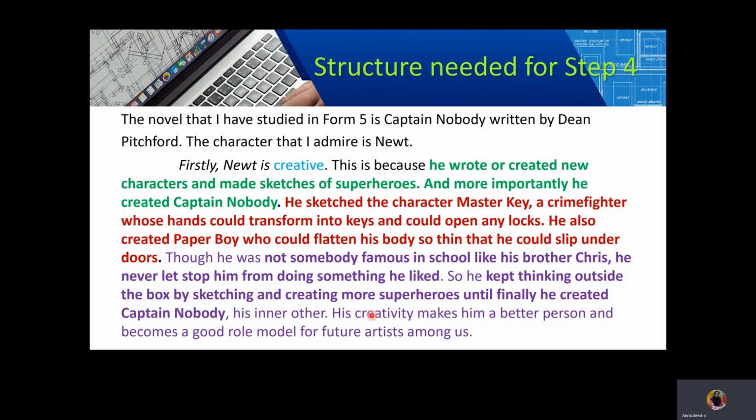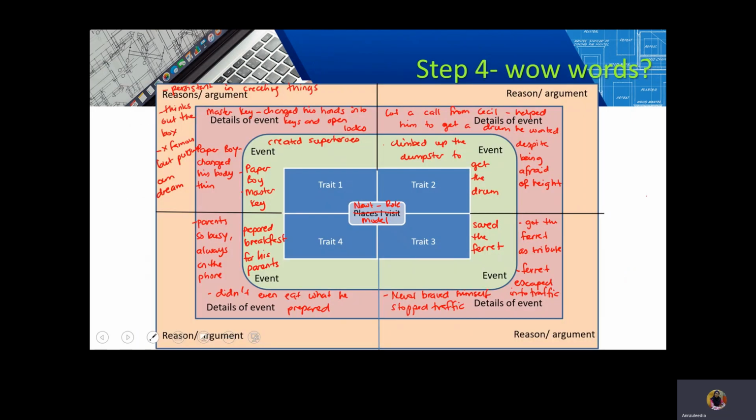Okay, right. This is only the first paragraph. So you can go on to doing the same thing with the other characteristic traits. So this one for selflessness, this one for bravery, and the fourth one is being a responsible son. Okay, so these are characteristics that make him a good role model for teenagers.